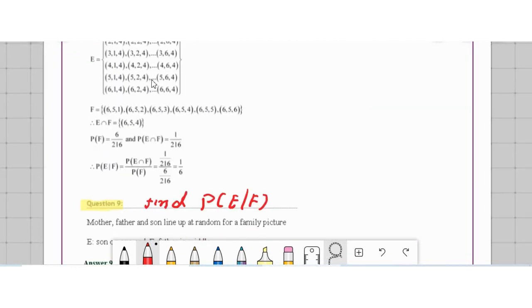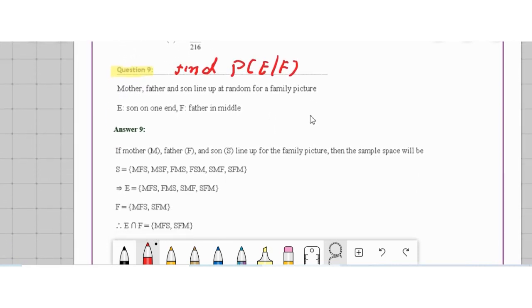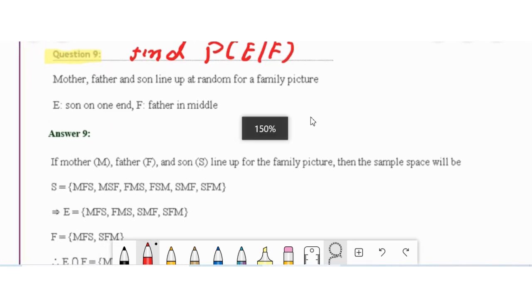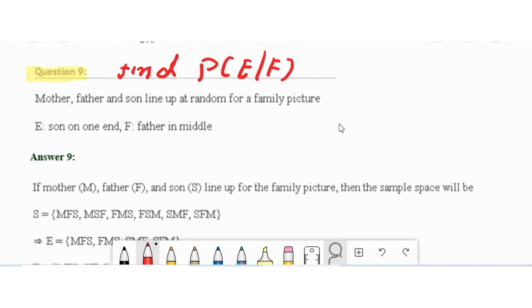Okay, now going ahead to question number 9. Once again find out E by F. Alright, this is a very interesting question. Mother, father and son line up at random for a family picture. Now we have to find out P of E by F. So when they instruct to find E by F, then you require P of F as well as P of E intersection F. This thing we require as we calculated above.